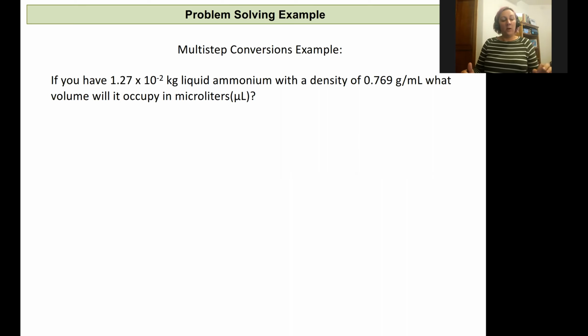So if I have 1.27 times 10 to the negative 2 kilograms of liquid ammonium, it has a density of 0.769 grams per milliliter. What volume will it occupy in milliliters? So right away, I know my starting point here is this mass of liquid ammonium. And what I want is to get that into units of microliters. What's that volume that it will occupy? And I'm given a conversion unit right here that's grams per milliliter. So I'm going to start by writing this out.